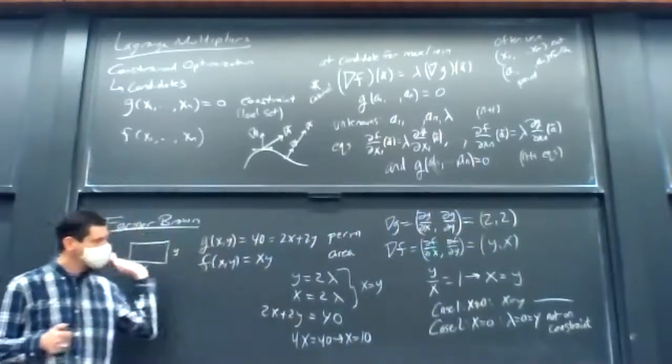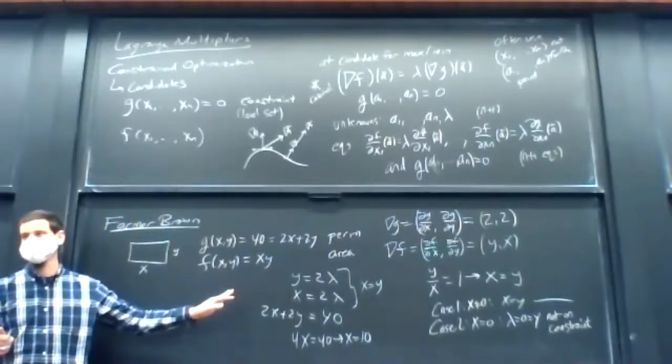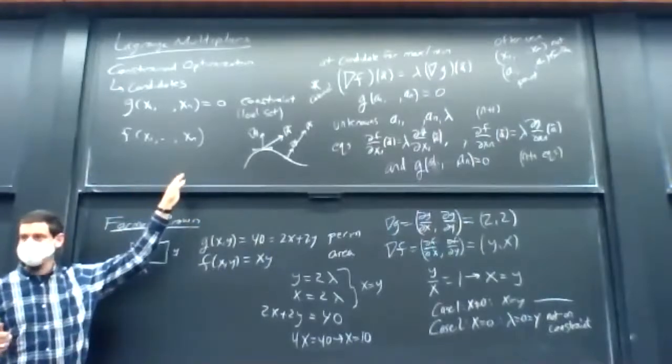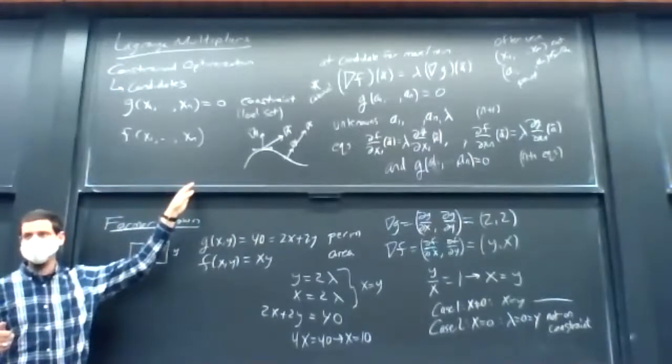All right, any questions about this problem? Is it helpful to keep the Lagrange multiplier stuff on the board, or is this well enough understood now that that board space is not needed? Yes?